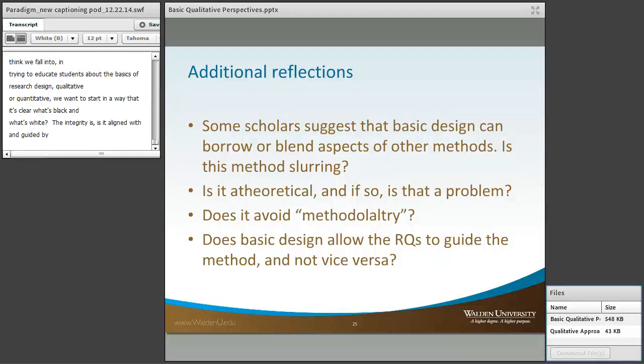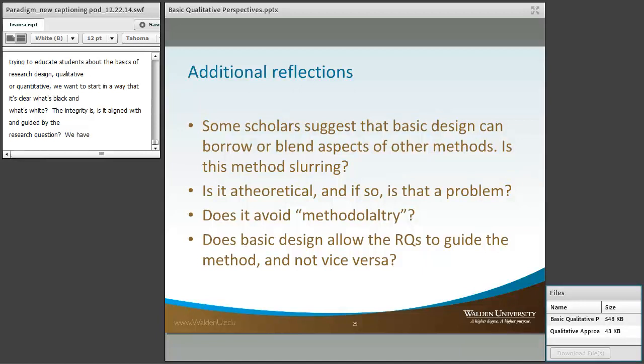What you might see when the student is stumbling is when they take a bit of something from narrative and a bit of something from grounded theory and a bit of something from case study and try to put it all together. That mishmash is like method slurring, and it loses its underlying integrity. So again, we have to go back to what it is that you're really trying to study and determine what approach is going to work best.